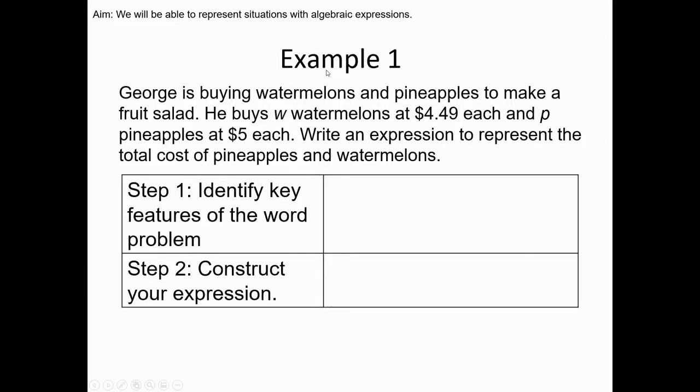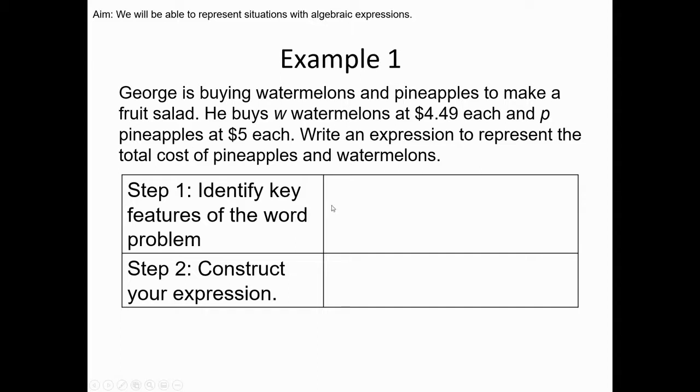Now, let's go ahead and deal with example 1. So in example 1 right here, George is buying watermelons and pineapples to make a fruit salad. He buys W watermelons at $4.49 each and P pineapples at $5 each. Write an expression to represent the total cost of pineapples and watermelons.